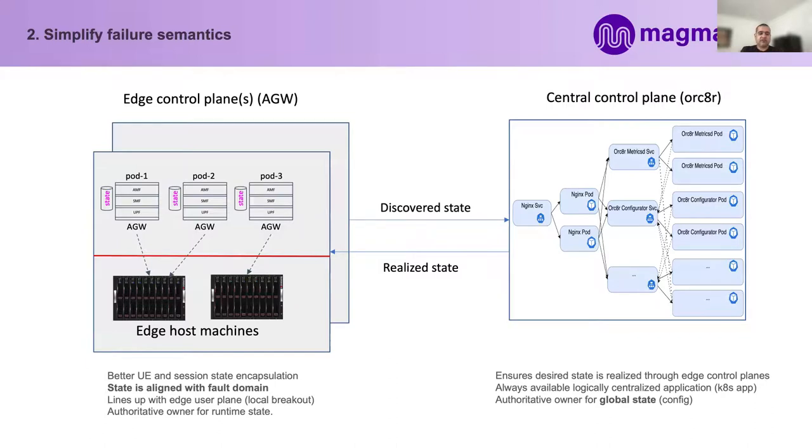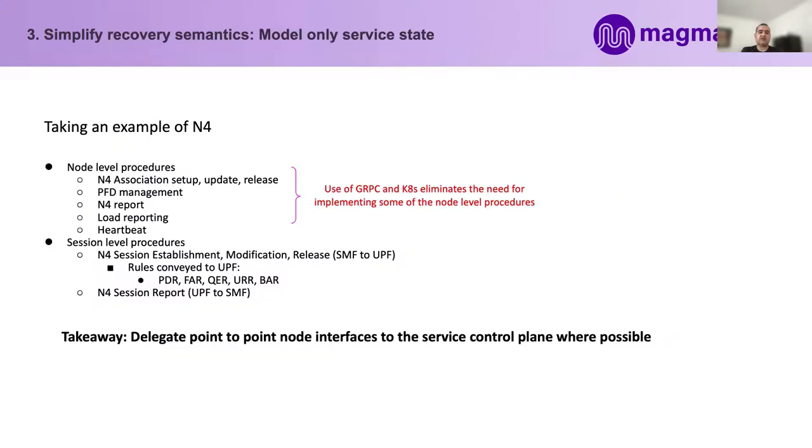The next principle around moving to more of a cloud native sort of core network is to simplify the recovery semantics. So let's take an example of N4. N4 in 3GPP is roughly defined across two planes. The first one, what we call node level procedures, like load reporting and heart beating. And then the second one is around session level procedures, which is the actual business logic of the SMF and the UPF.